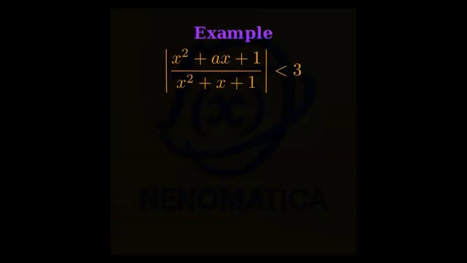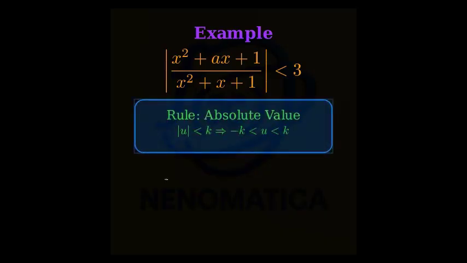In this example, we will solve an absolute value inequality for the parameter a, and we will do it in 4 clear steps using discriminants and interval intersection. Step 1. Use the absolute value rule. If the absolute value of u is less than k, then negative k is less than u, which is less than k. Apply that to our expression. This becomes negative 3 is less than the rational expression, which is less than 3.